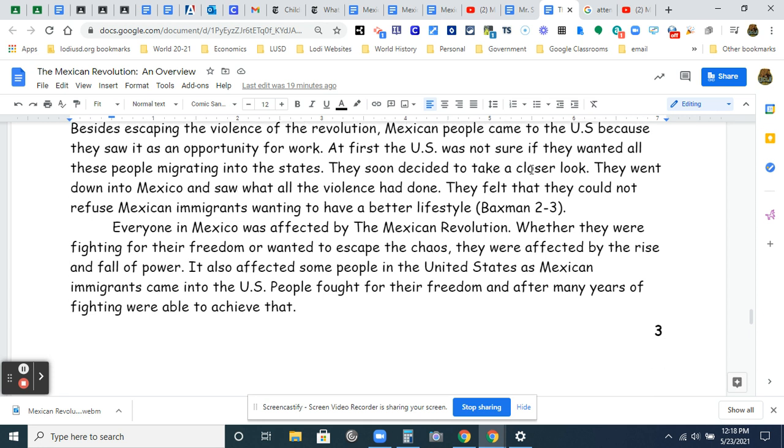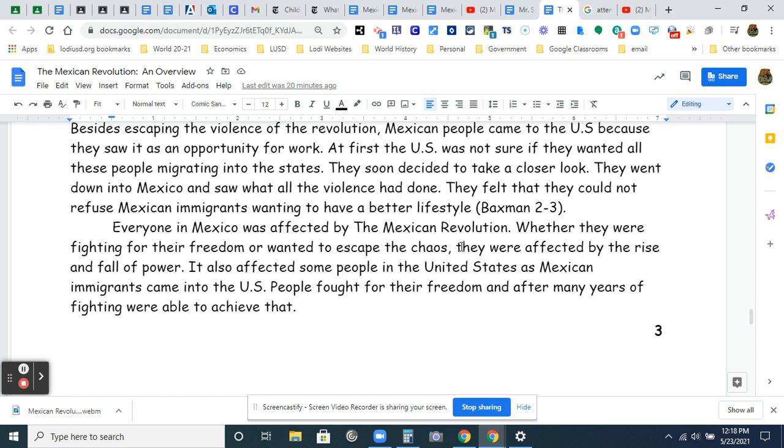At first, the U.S. was not sure if they wanted all these people migrating into the states. They soon decided to take a closer look. They went down into Mexico and saw what all the violence had done. They felt that they could not refuse Mexican immigrants wanting to have a better lifestyle.